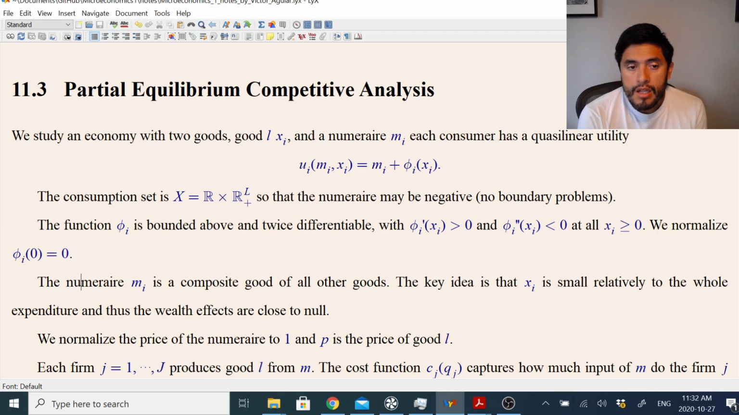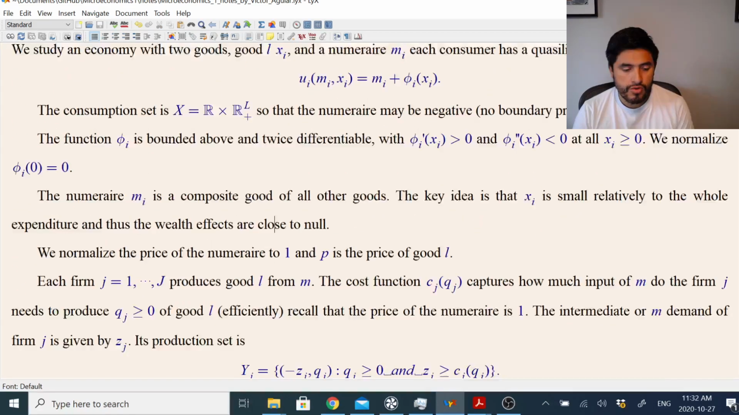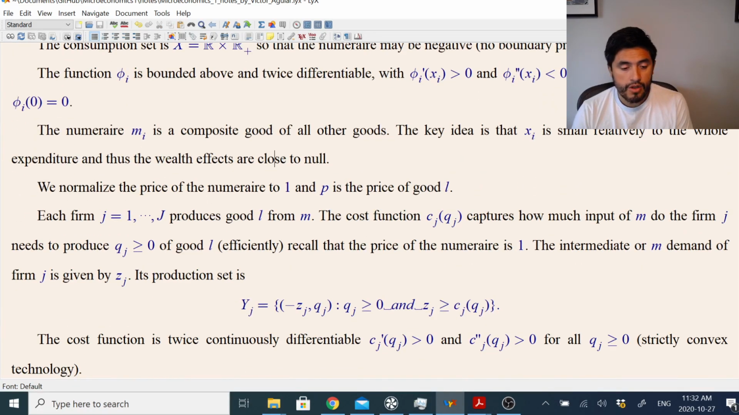Okay. Now, in the cereal example, the numeraire is all other things that you can purchase with your money that are not cereal. So this is the outside good. It can be thought of as a composite good, like an average of the rest of goods. The key idea here is that x_i is small relative to the whole expenditure and thus has no wealth effects, or they are close to null, so we can approximate by this model.